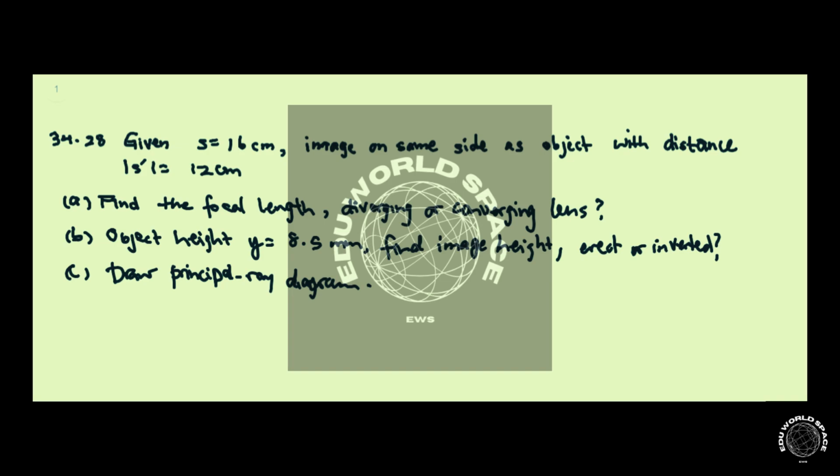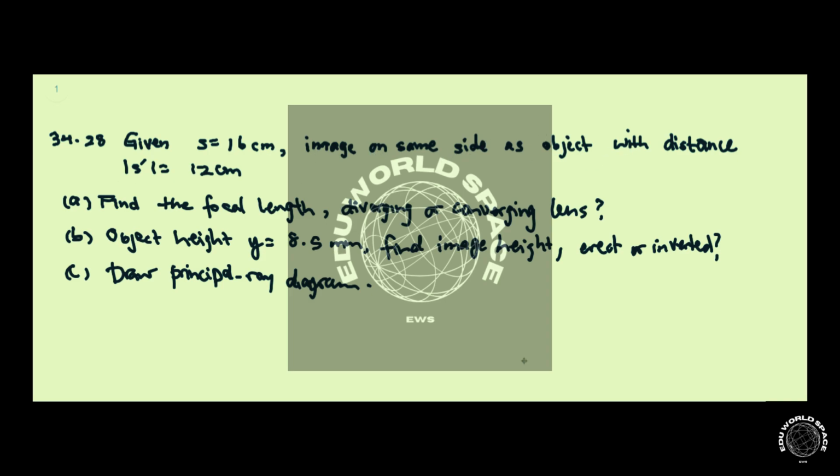Problem 34.28 gives us an object distance of 16 centimeters from a thin lens, and we're told that the image is on the same side as the object, at a distance of 12 centimeters. In part A, we're asked to find the focal length of this lens and whether it's a diverging or converging lens. In part B, we're to find the image height given the object height, and whether it's an erect or inverted image.